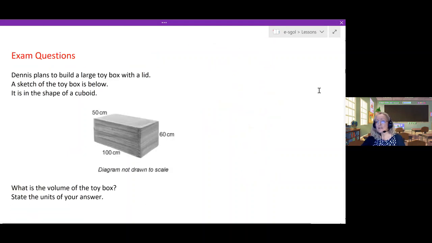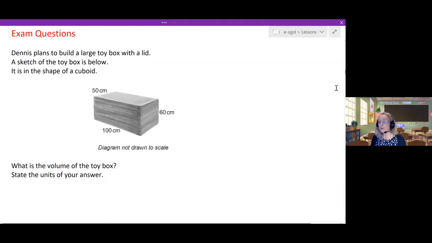So this is an exam question, and this has come from a numeracy exam. It says, Dennis plans to build a large toy box with a lid. A sketch of the toy box is below. It is in the shape of a cuboid. What is the volume of the toy box? State the units of your answer. So this is a fairly straightforward question. And with this one, all we would have to do is multiply our 3 dimensions together.